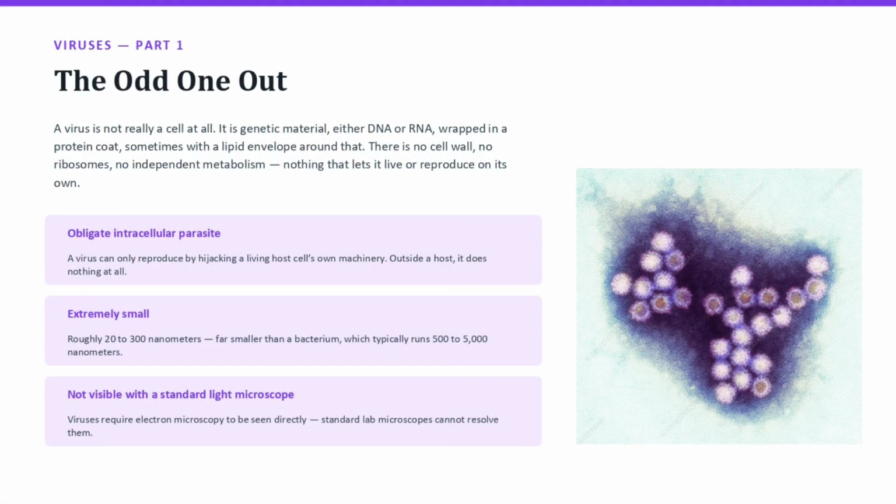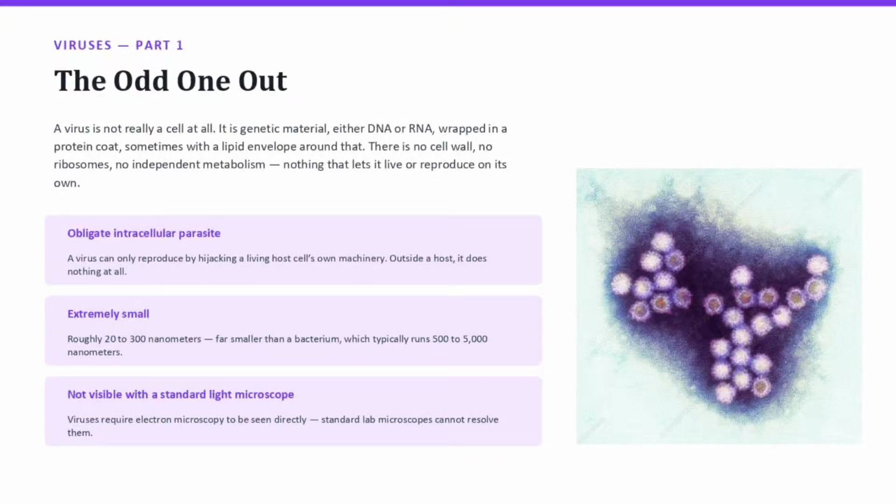Now for the organism that breaks all the rules we just built, viruses. A virus is not really a cell at all. It is genetic material, either DNA or RNA, wrapped in a protein coat, and sometimes there is a lipid envelope around that. There is no cell wall. No ribosomes. No independent metabolism. Nothing that lets it live or reproduce on its own.